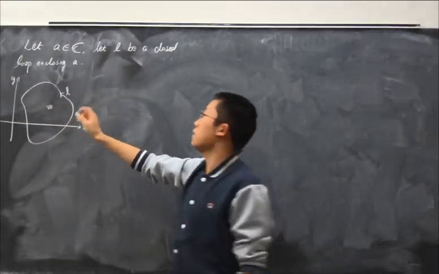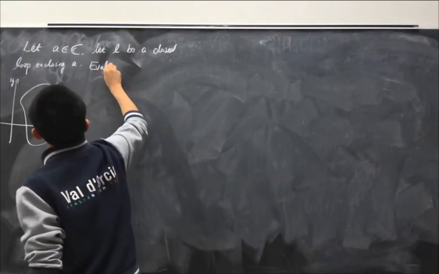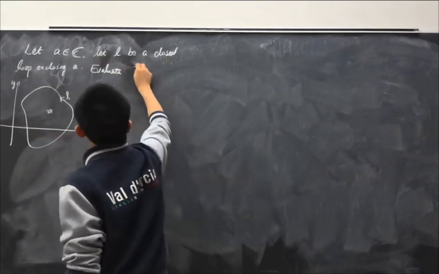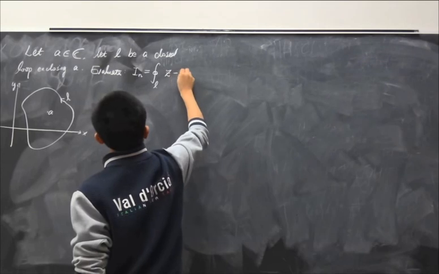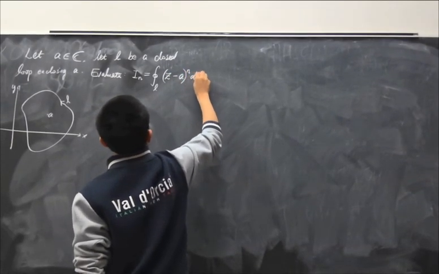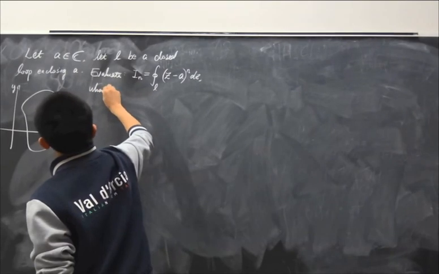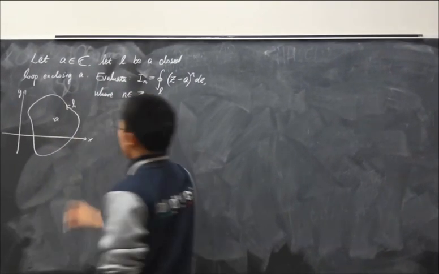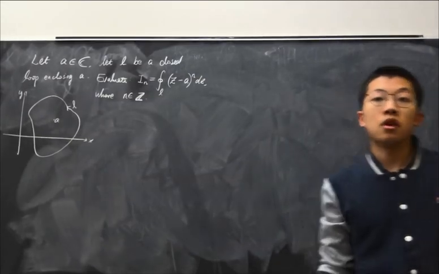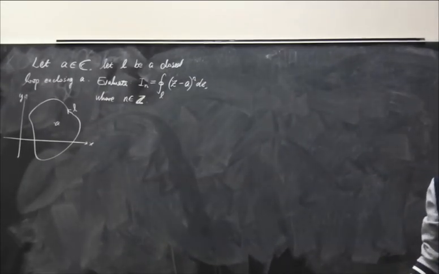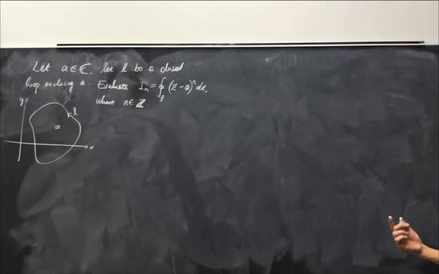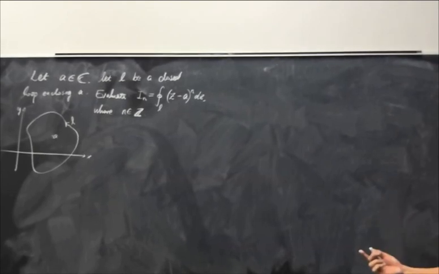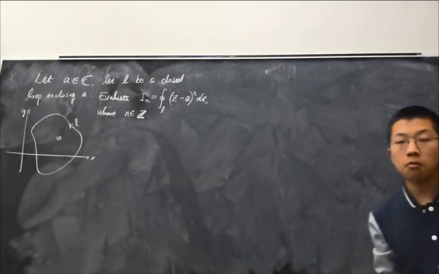Now let's evaluate this. I'll call it I_n. It means the loop integral of (z - a)^n dz, where n is an integer. It could be a positive, zero, or negative integer. Okay, so to do this problem, obviously we have to classify n into different types, because the situation is not going to be exactly the same for non-negative n and negative n.